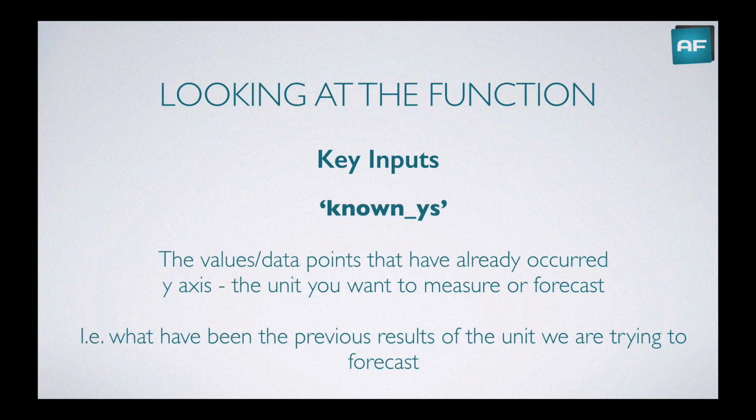The next input is the known Y's. Now these are the values or data points that have already occurred. These are on the Y axis, and these are the units you want to measure or forecast. So what have been the previous results of the unit that we are trying to forecast? So again, if we're predicting the sales volume for the 31st of December, and it's now January 14th, what have been the sales volumes or sales amounts for January 1 to January 13 on each of those individual days? So they're the data values that are going to help generate the forecast. They're what's happened in the past to help make a prediction for the future.